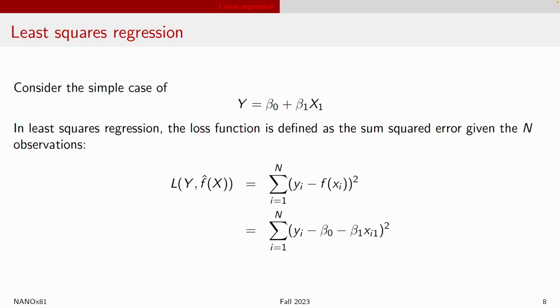Now, remember, whenever we talk about a machine learning model, we want to find the set of betas that will minimize this loss function. So how do we actually go about minimizing the loss function? How do we go about finding the beta that minimizes the loss function?